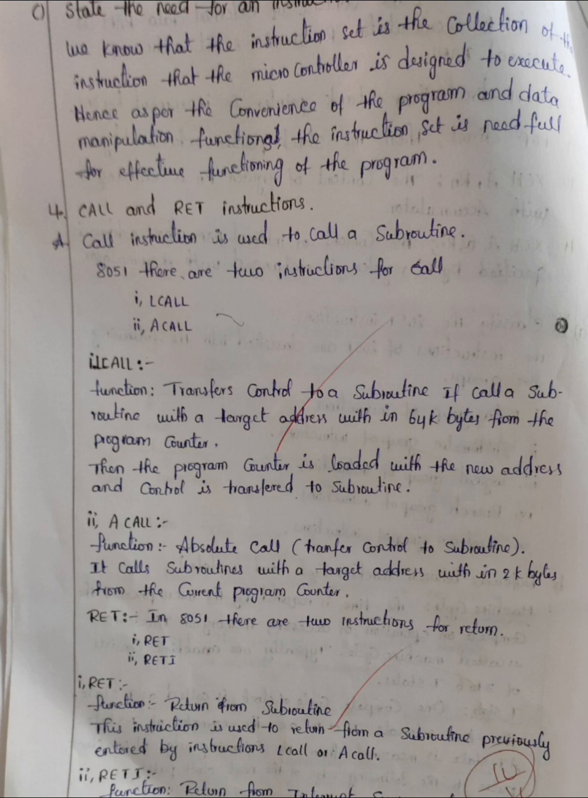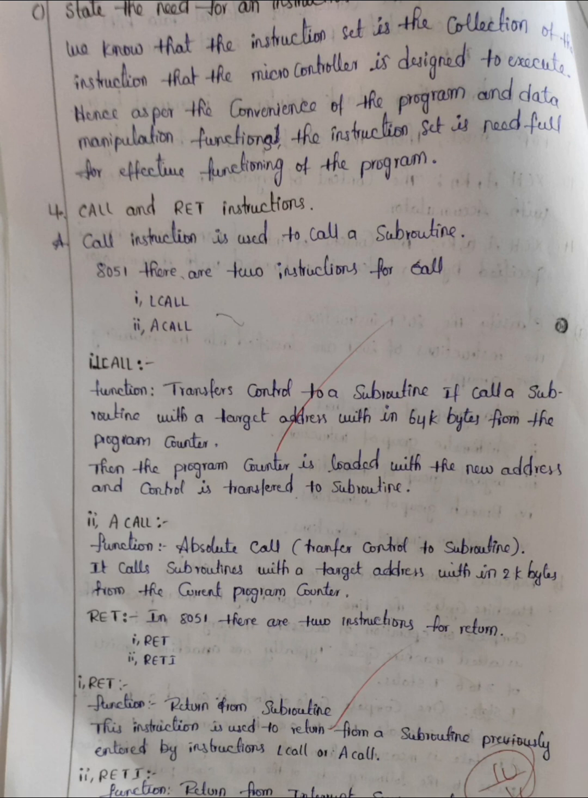LCALL transfers control to a subroutine with a target address within 64K bytes from the program counter. The program counter is loaded with the new address and control is transferred to the subroutine. ACALL function, absolute call, transfers control to a subroutine. It calls subroutines with a target address within 2K bytes from the current program counter.